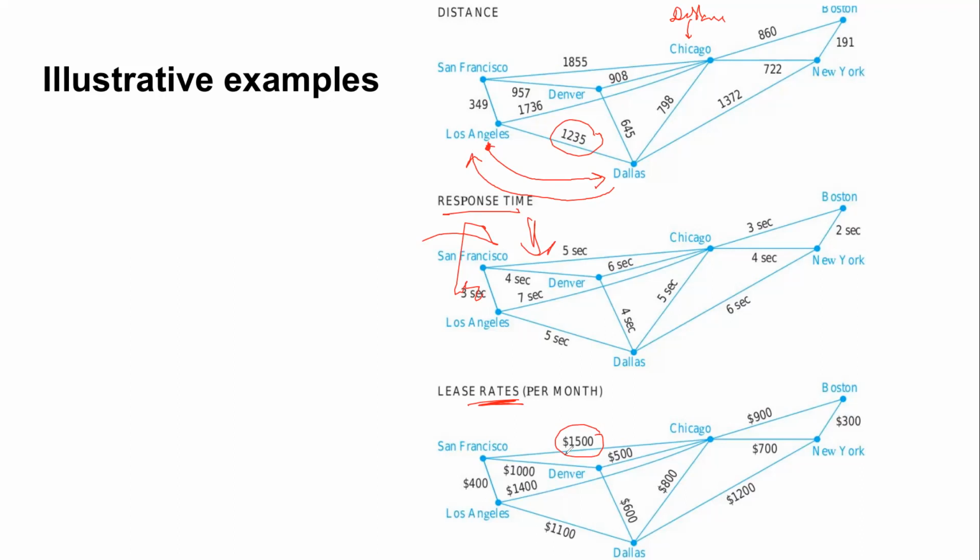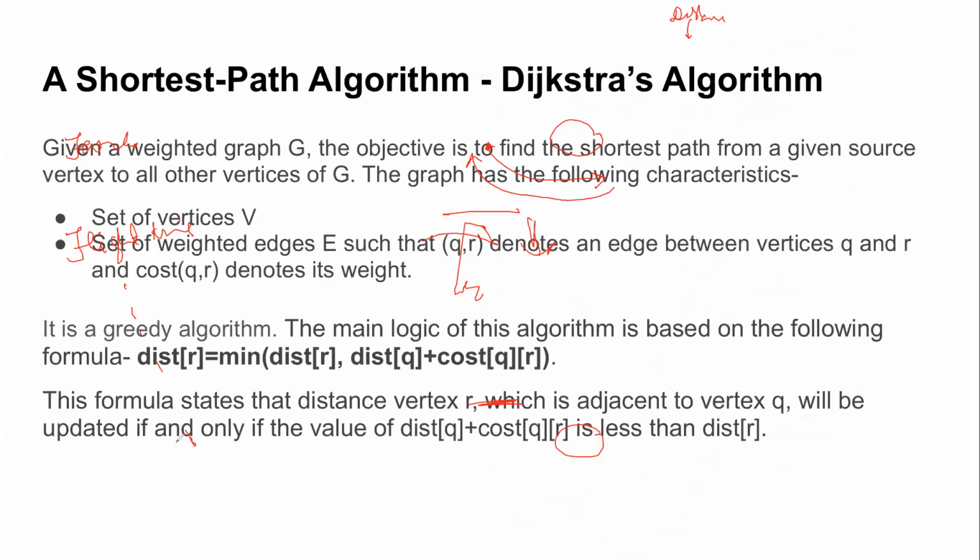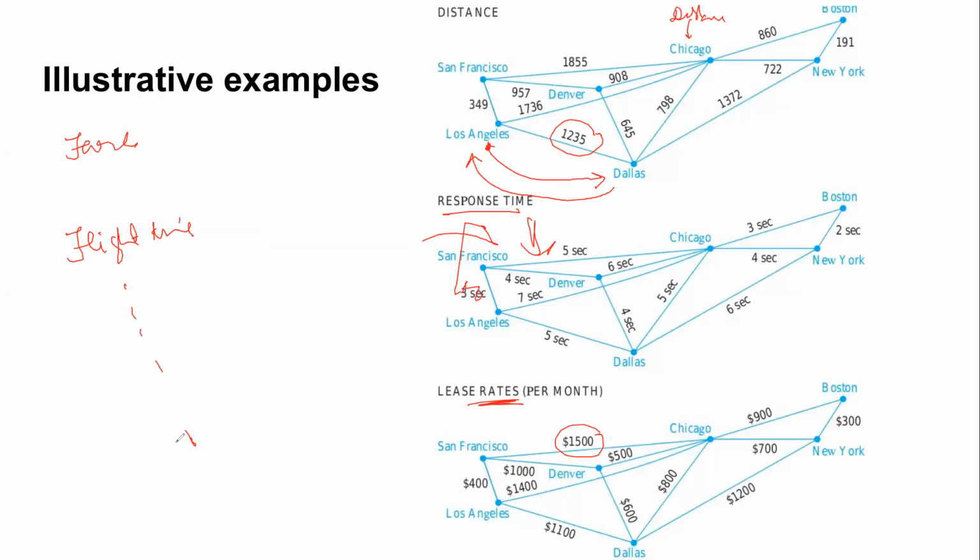Now in all these examples, whether it's distance, response time, lease rate, the fare graph, or the flight time graph, what is the main question that we are trying to address? In most of them, it is to find the least fare, find the least flight time. Because we as humans always try to have our schedules as efficient as possible. If someone tells you there's a flight between two cities which takes 10 hours versus a flight which takes just 2 hours, you will always choose the 2-hour one, because that is how it's efficient.